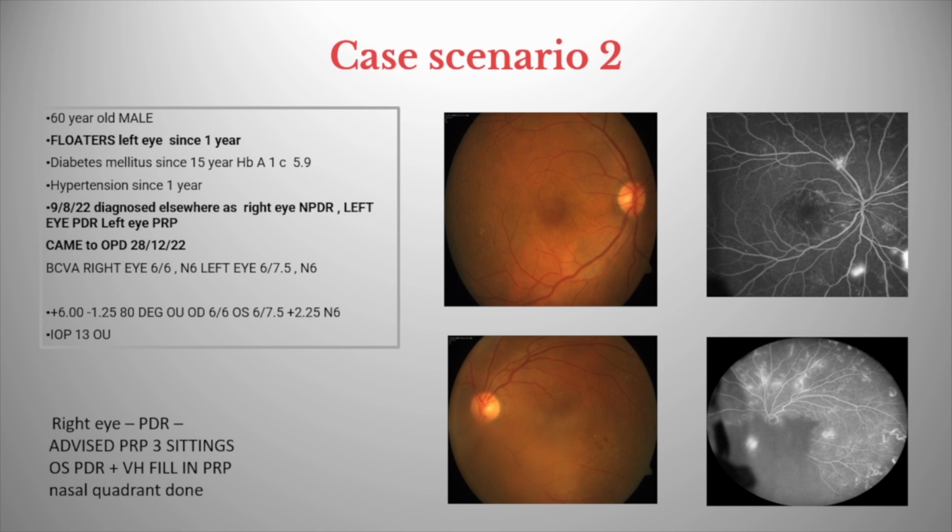In the left eye we found vitreous hemorrhage, but it was not obscuring his vision. In the right eye on FFA, there were multiple leakages seen, so we found that the eye was not NPDR but rather a PDR. In this setting, PRP in 3 sittings was advised for the right eye, fill-in PRP was advised in the left eye, and observation was advised for the left eye.